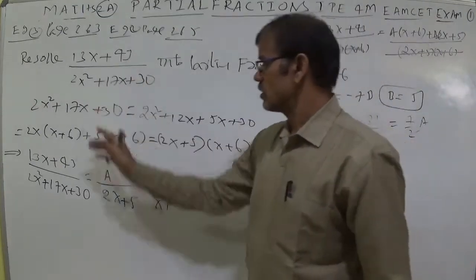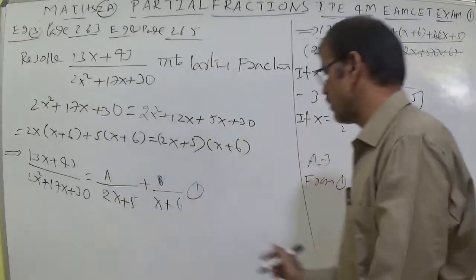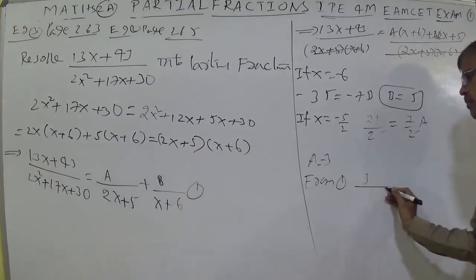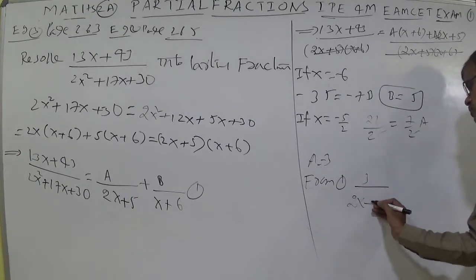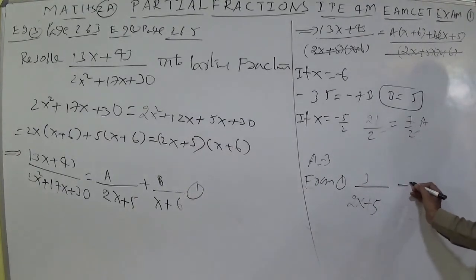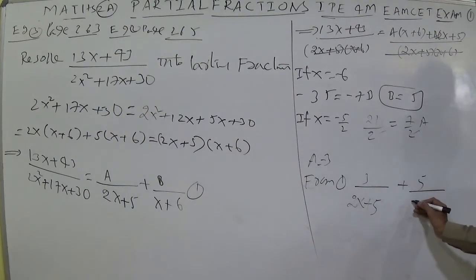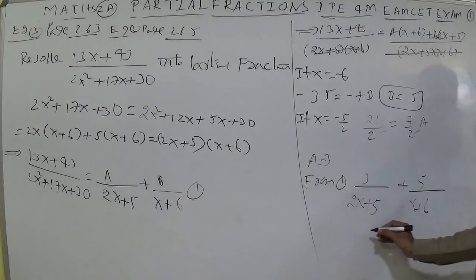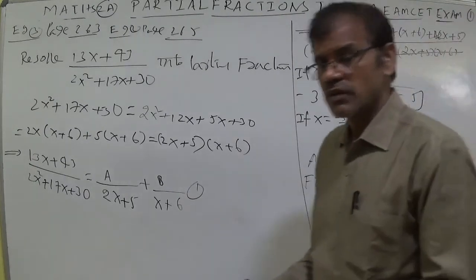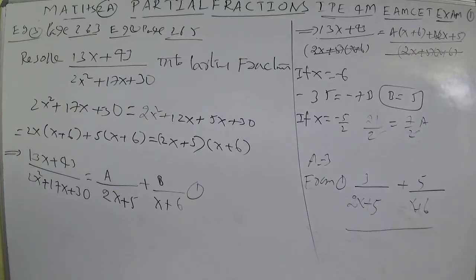This is the given fraction. We solved A and B separately. So you can write 3 by 2x plus 5 plus B, the value of B is 5, so 5 by x plus 6. These are the partial fractions of the given polynomial.